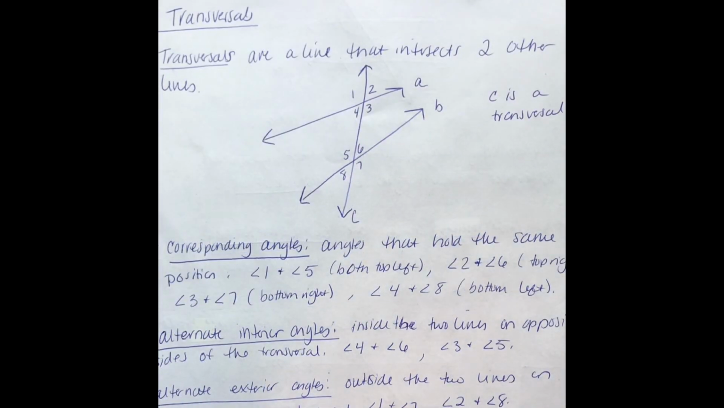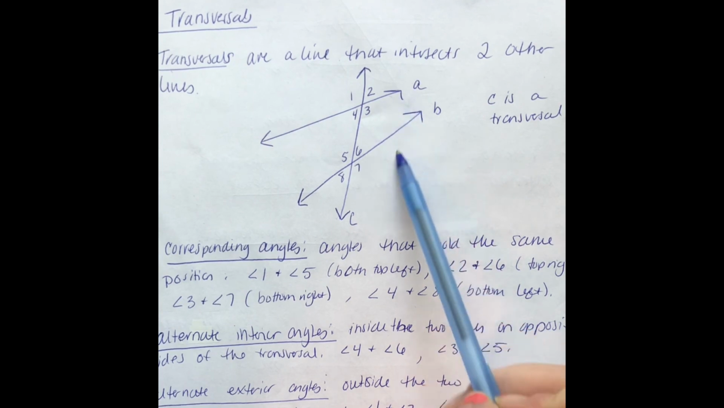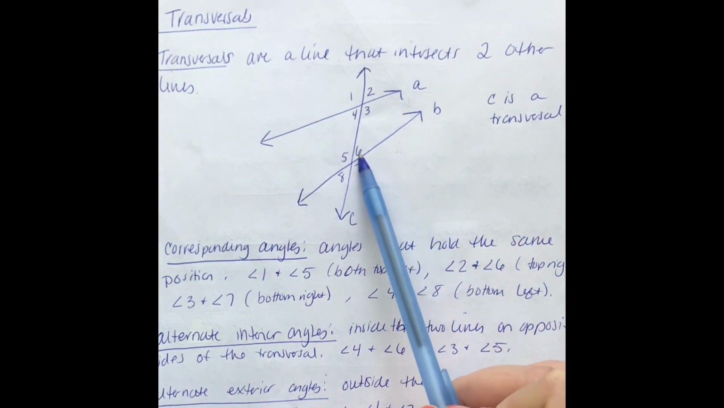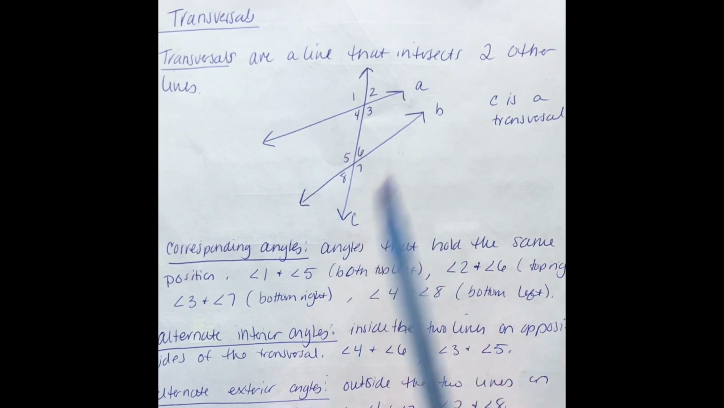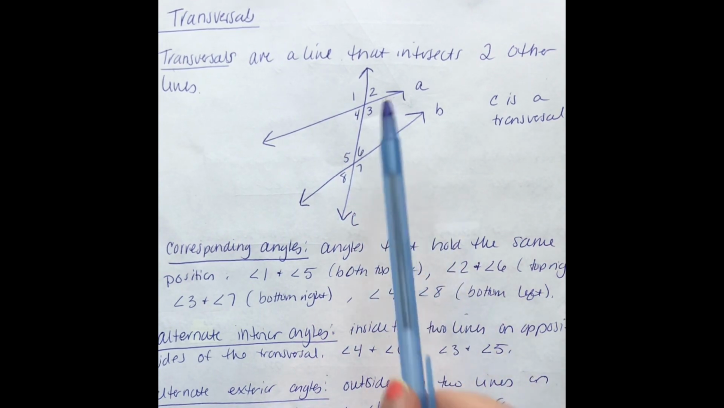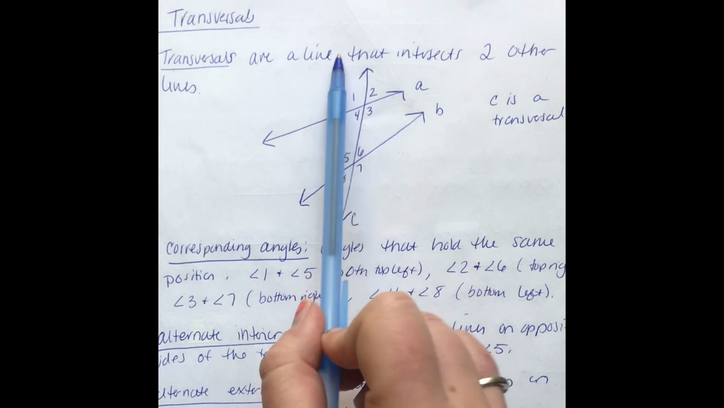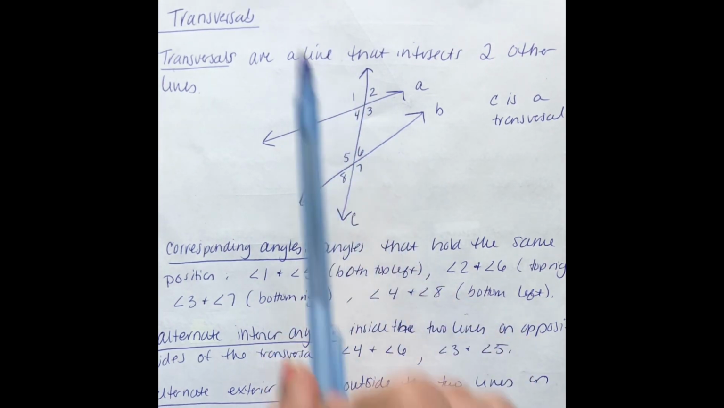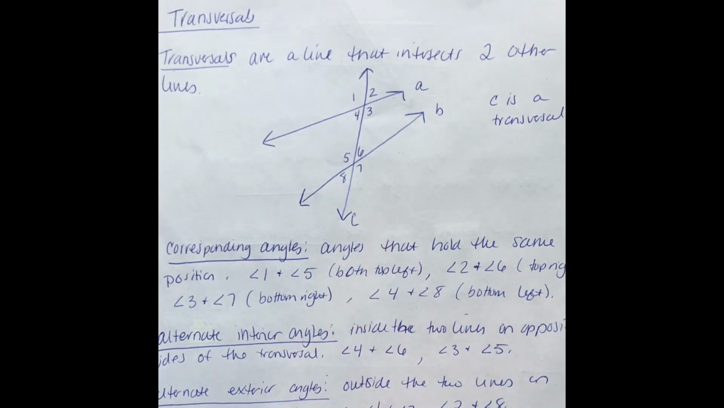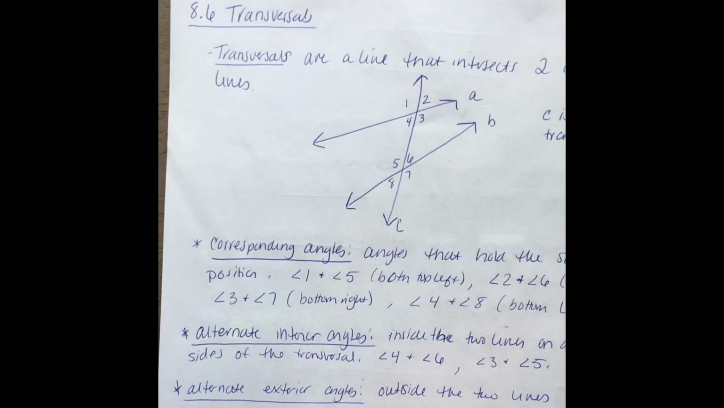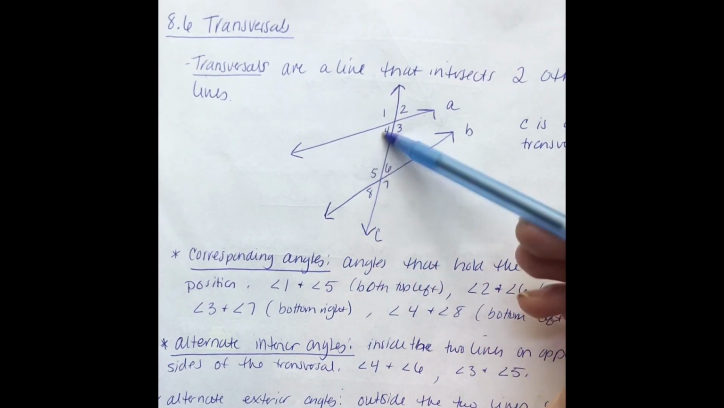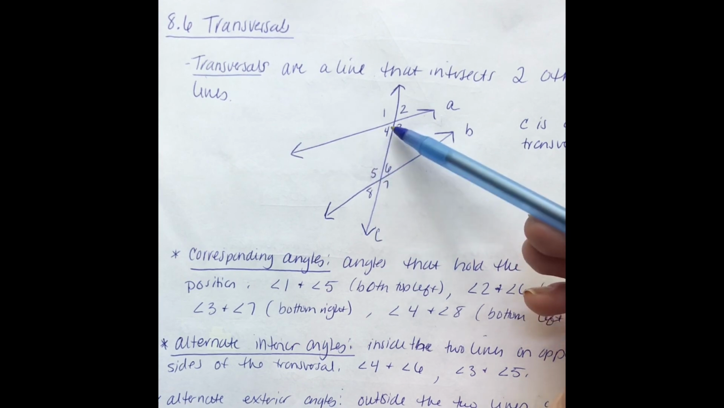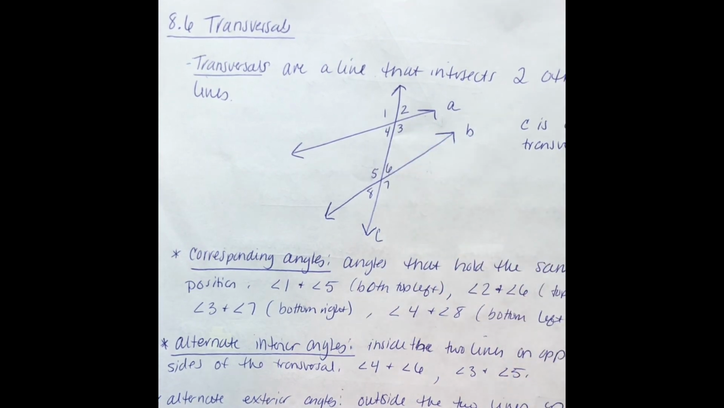We also have alternate interior angles. Alternate means on other sides. Interior means on the inside. So angles 4 and 6 are alternate interior angles, and 3 and 5 are alternate interior angles. We also have alternate exterior angles: alternate sides of the transversal, but on the outside of the two lines. So we have 1 and 7, 2 and 8, and last but not least, consecutive interior angles. Consecutive means same side, interior, inside. So 4 and 5, 3 and 6.